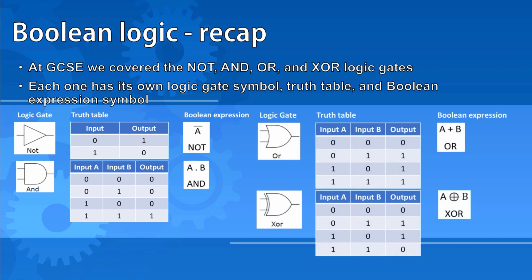The OR gate accepts two inputs as well and will output a 1 if either of the inputs is a 1. The only time it will output 0 is if both inputs are 0. The XOR, or exclusive OR gate, also accepts two inputs. The output will be 1 if the two inputs are different, that is, a 0 and a 1 or a 1 and a 0, and it will be 0 if they're both the same, either both zeros or both ones.